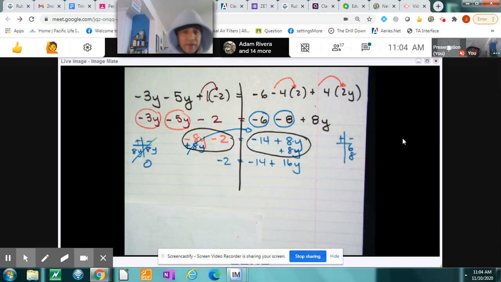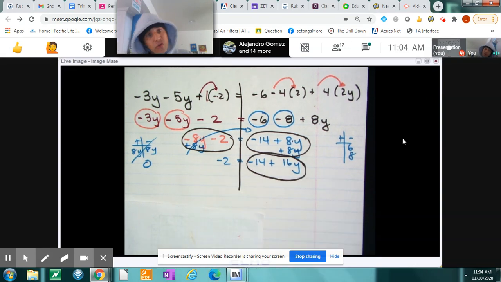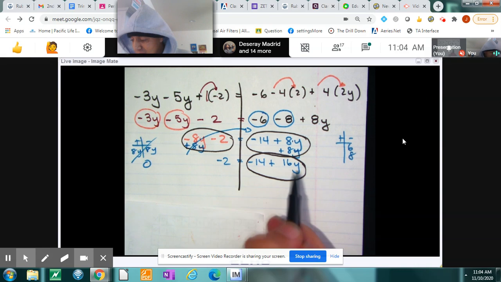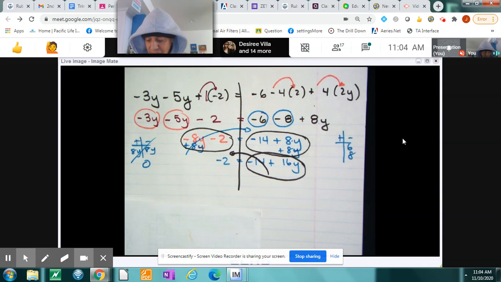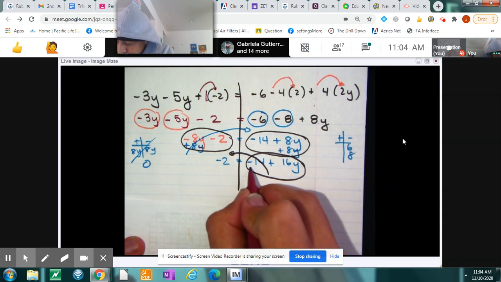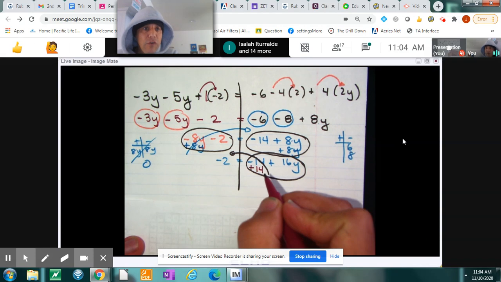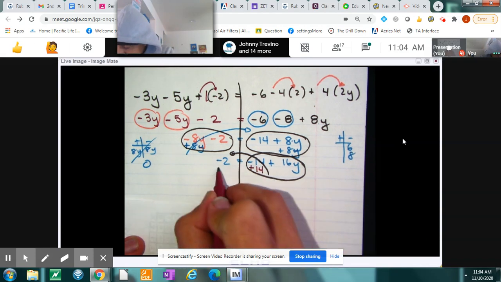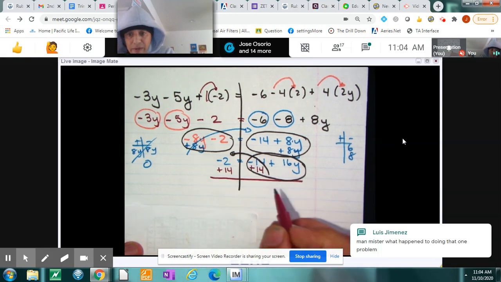Okay? Got that? So now I have my y on this side. Now what am I going to throw to the other side? Not 16y. I'm going to throw the negative 14. How do I throw the negative 14? How do I make it 0? Plus 14. Yeah. Plus 14. So then what do we have?